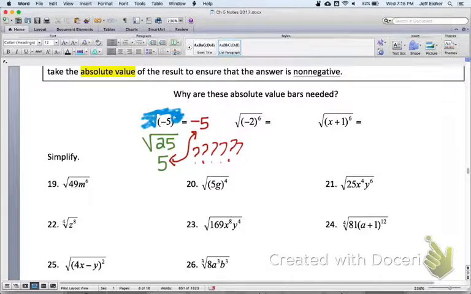That seems strange. Well, what we do is, to make sure we get the correct answer, we say, oh, I had an even index and I got an odd power. That was negative 5 to the first. So I need absolute value bars around this so I can get the correct answer of positive 5.